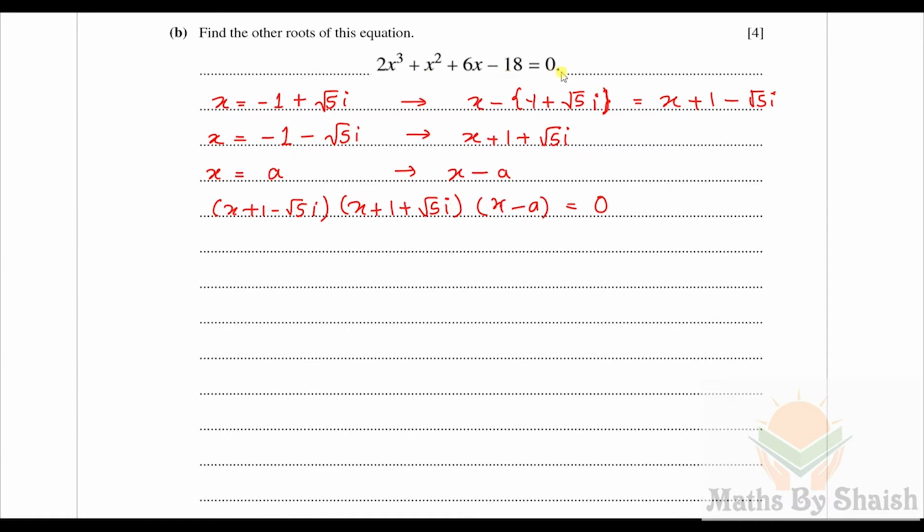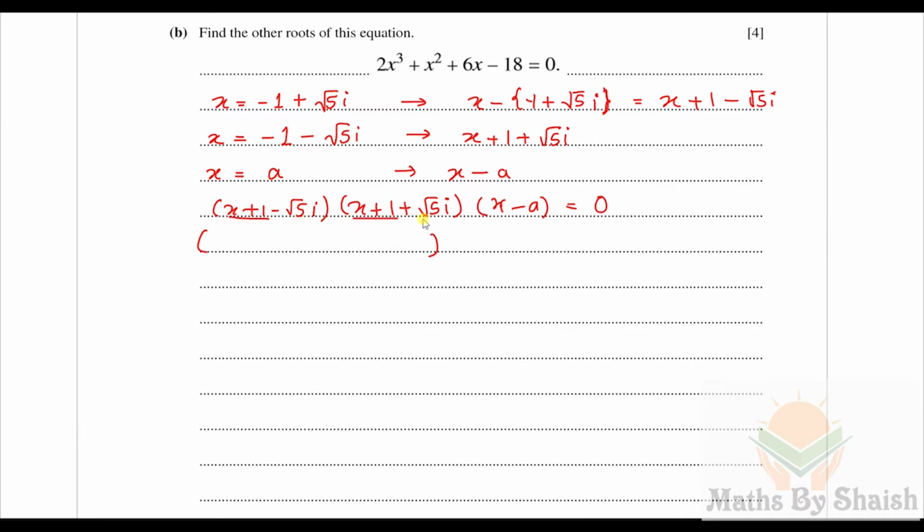We can compare the coefficients to get the value of a, and that would be the third root. So we'll multiply, and the first two terms will give, it is of the type (a minus b) and (a plus b).